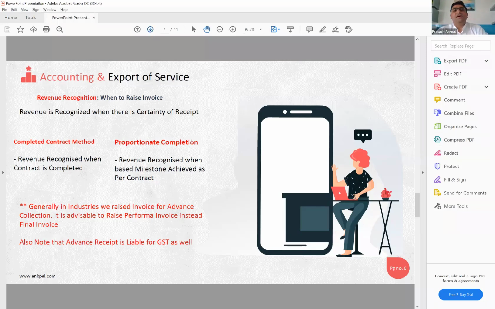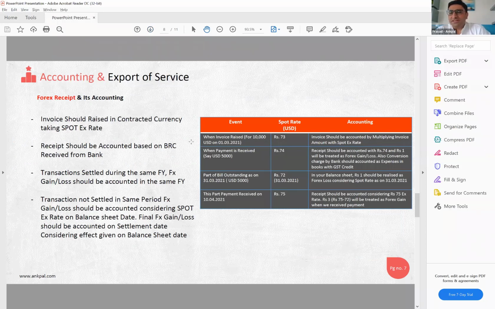Second one is calculation of the Forex charges, because when we raise the invoice, the rate would be around 73, and when we receive, the rate would be different. How would we treat this difference? So Forex accounting: at the time of the invoice, the spot rate should be considered. And at the time of the receipt, the rate mentioned in your BRC or FIRC would be considered as part of your receipt. And the difference would be treated either as Forex charges or as a Forex gain. I have given the example here.